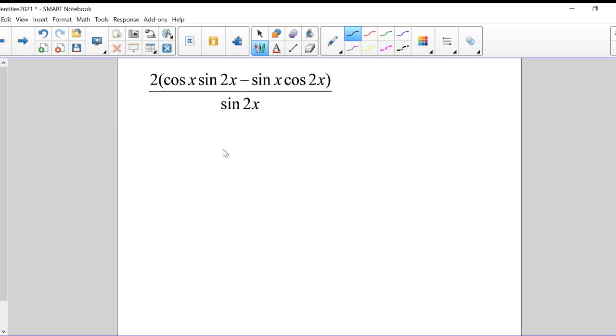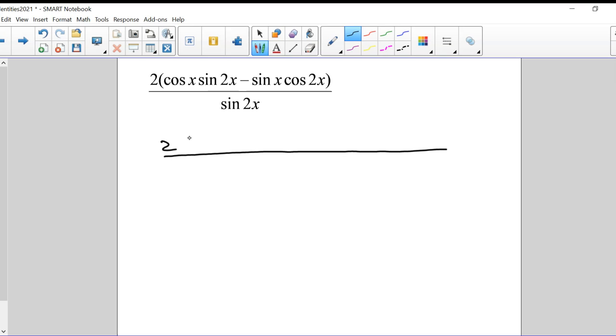Can anybody find the identity for sine of 2x and tell me what that is? You can put it in the chat. We just used it a few minutes ago. The identity for the sine of 2x. 2 sine x cos x, absolutely. That's going to be my starting point.